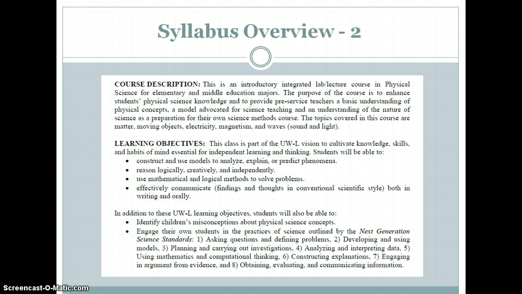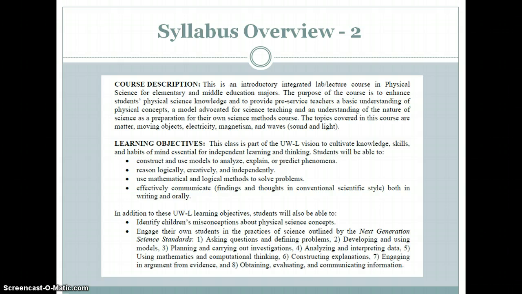The format of the class is what we call an integrated lab and lecture. That's why the class lasts for 2.5 hours. So we'll be combining a lot of hands-on, minds-on activities with some direct instruction sprinkled in as we need it. All of the PowerPoint slides I'll be using will be posted to D2L, hopefully the day before I'll be using them. The main topics in this course include matter, motion, electric circuits, magnets, and waves. And waves includes things like sound and music and light and color.